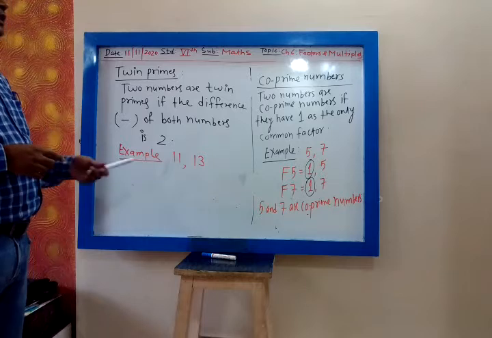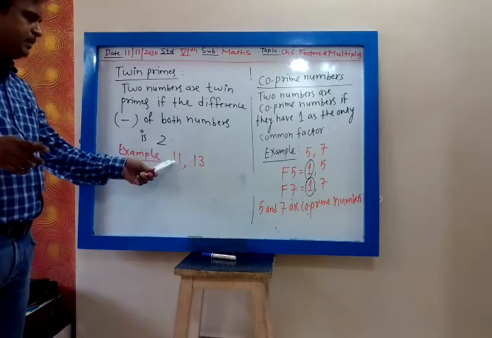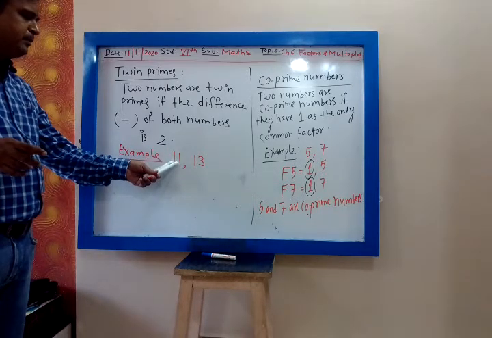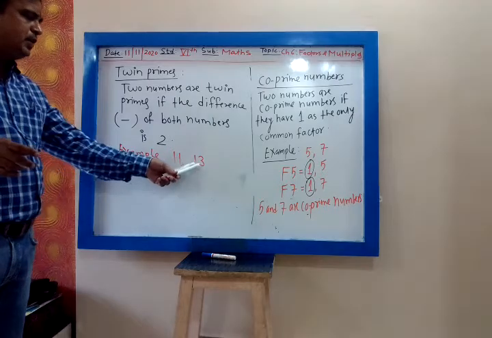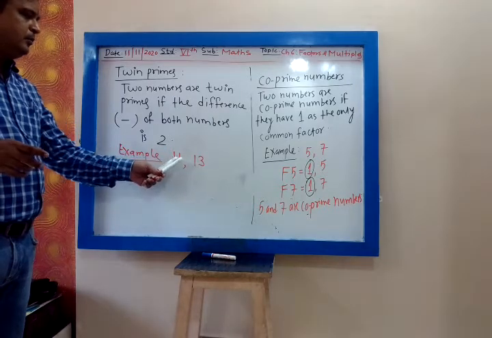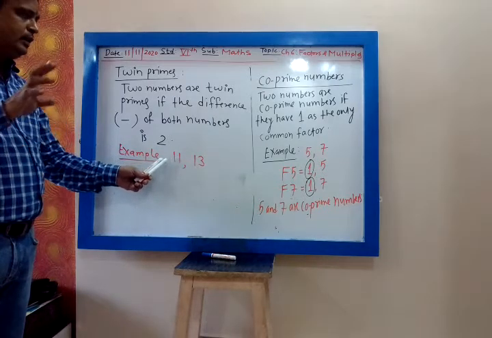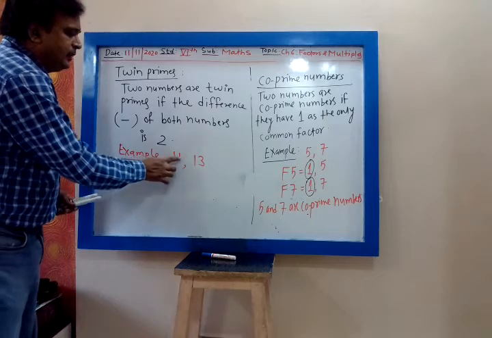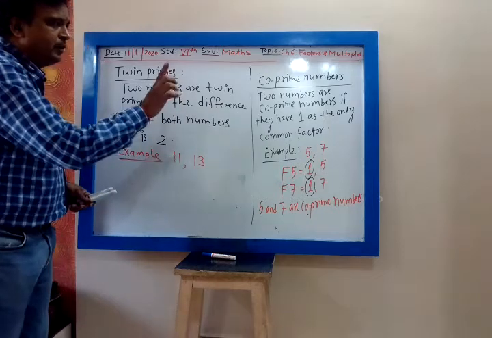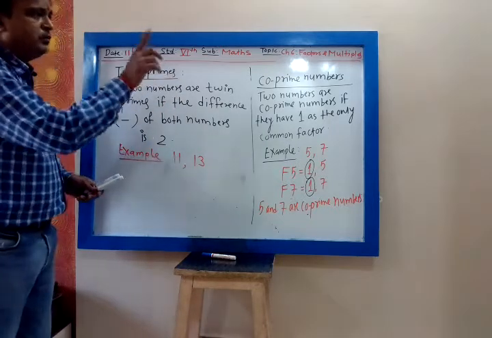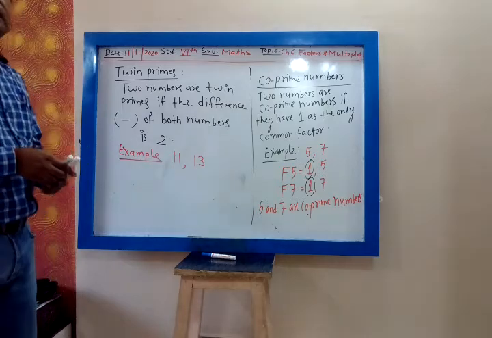Now my question is whether they are co-prime. What is 11? Prime number. What is 13? Prime number. They are co-prime also, because their common factor will be 1. 11 and 13 are co-prime also. Now check whether they are twin primes.